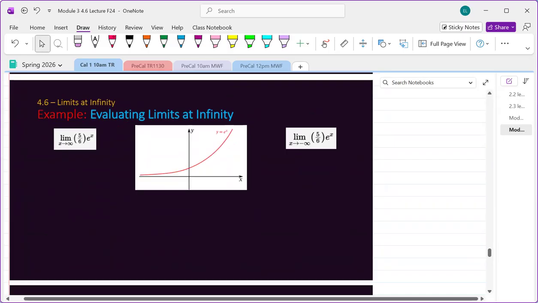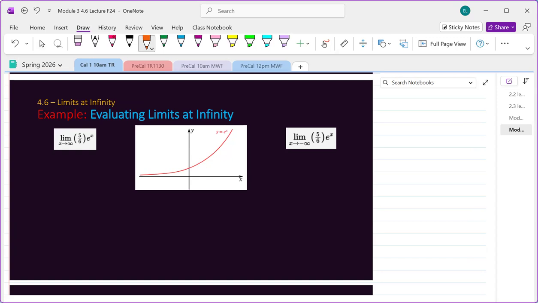All right, so our next piece, the limit as x approaches infinity of 5/6 of e to the x. And then we're also doing the limit as x approaches negative infinity. Now, e to the x is an exponential growth function. So the normal e to the x, as x approaches infinity, goes off to infinity. As x approaches negative infinity, it goes to 0.